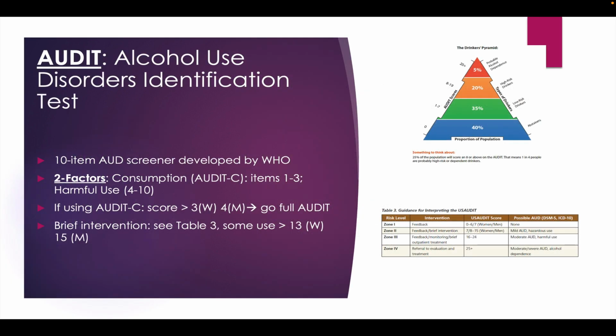This is another familiar one, the AUDIT, which is the Alcohol Use Disorders Identification Test. It is a 10-item screener developed by WHO, which focused on 2 factors: consumption, AUDIT-C, which are items 1 through 3, and harmful use, which are items 4 through 10. If you're using the AUDIT-C, a score of 3 for women and 4 for men means you would go to the full AUDIT. It also focuses on brief intervention, as you can see in table 3. So anybody scoring above 13 for a woman and 15 for a man would give you an insight into what severity level they have of alcohol use disorder.